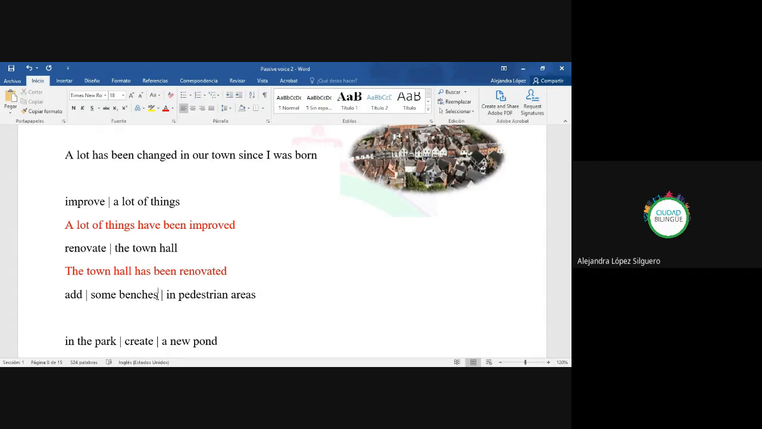So will be some benches have been added in pedestrian areas. That's the answer. Excellent.